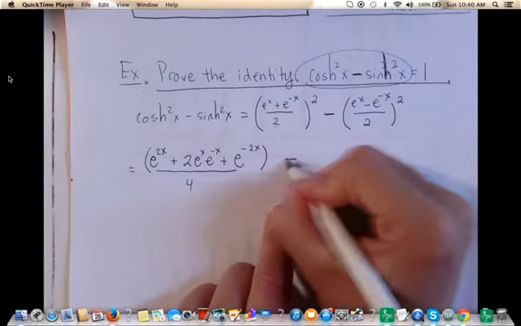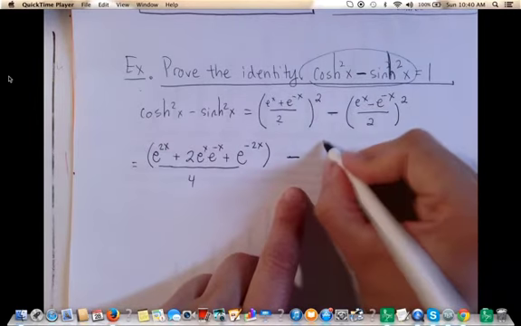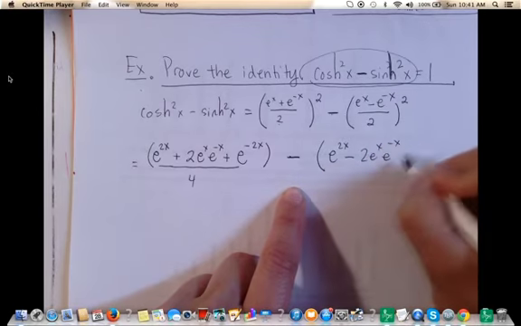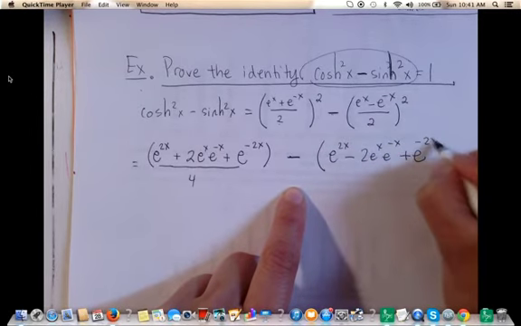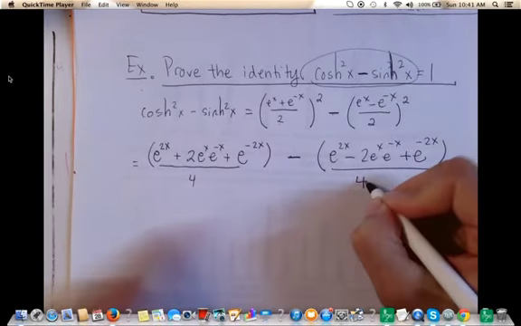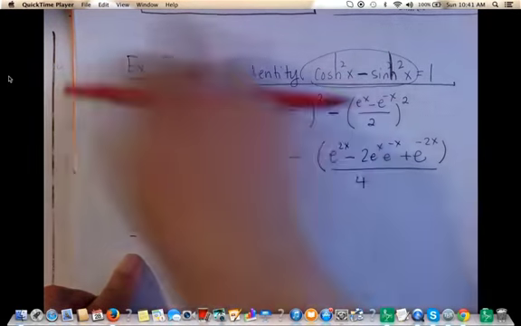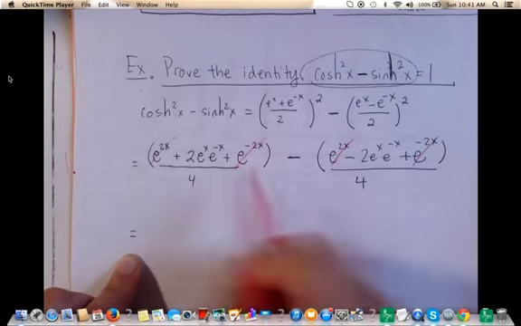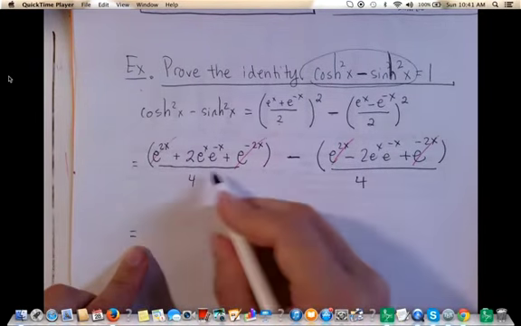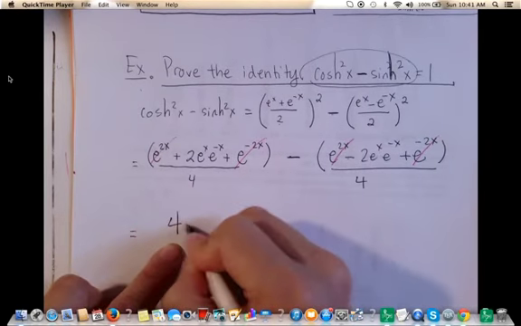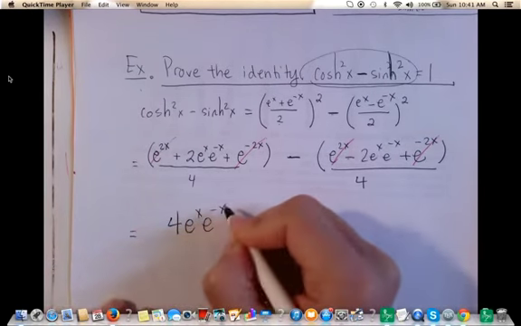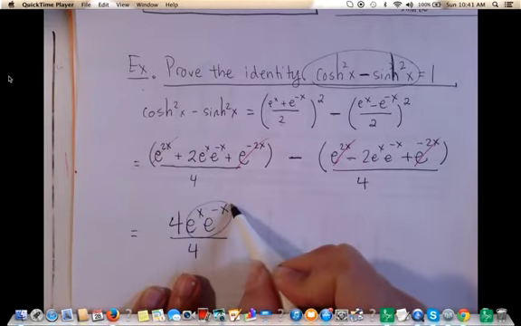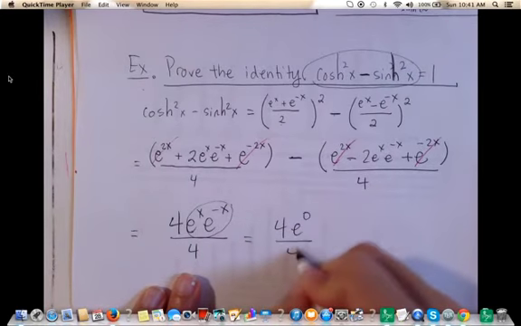So let's move over to squaring this function. I get e to the 2x minus 2e to the x, e to the opposite x, plus e to the opposite 2x. Okay. So you can already see that when I combine these, these two will cancel, and so will these. But the middle terms won't. I'm going to get 2 plus 2, 4 copies of e to the x times e to the opposite x over 4. And we know that this is just going to be equal to e to the 0, which is just 1.